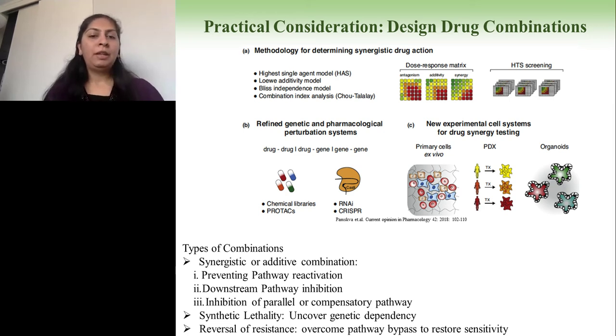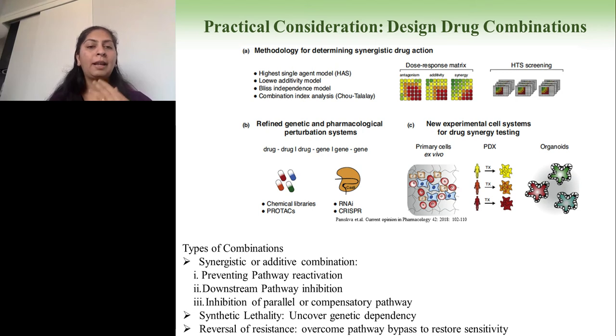So since we saw the benefit of studying the drug combination, I'm just giving some practical considerations that we can take into account to identify what combinations can work and how we can design the combinations. So the basic methodology to study the synergistic action is to do the drug response matrix, where you take the 2 drugs and you ask the combined inhibition, and then you calculate the combination index using following methods in a high throughput screening way. Or you can have a refined genetic or pharmacological perturbation system where you study the drug-drug interactions or drug-gene interactions or gene-gene interactions using either chemical library, PROTAC inhibitors, or RNAi library or CRISPR.